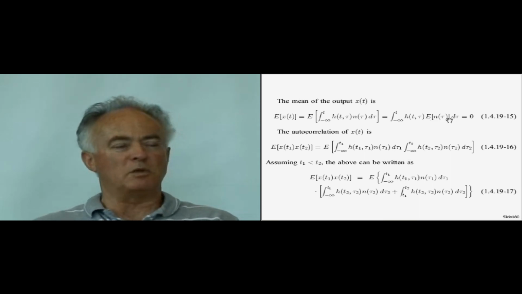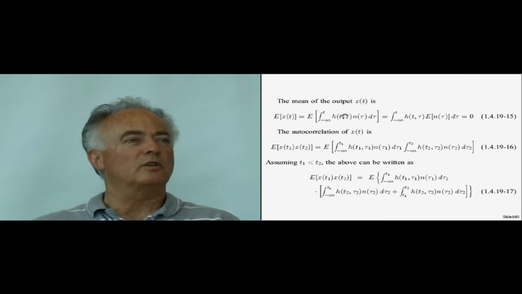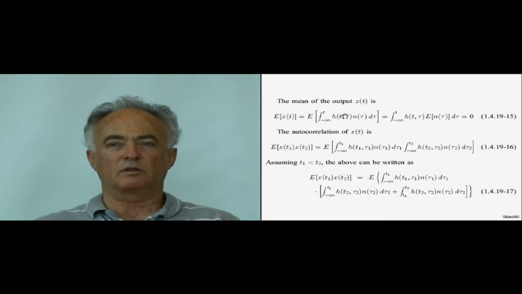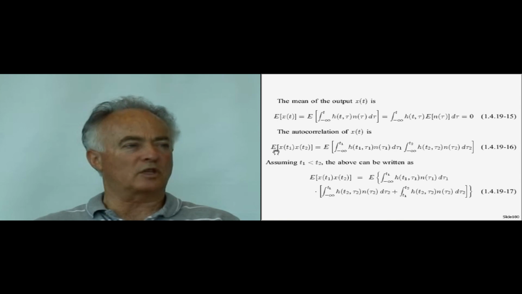So we are done with the mean of the output: 0 mean input, 0 mean output. And again, that's assuming there's no more transient, the initial conditions die out by now. The autocorrelation of x(t) would be the expected value of x at t1 times x at t2. So we have two integrals here.